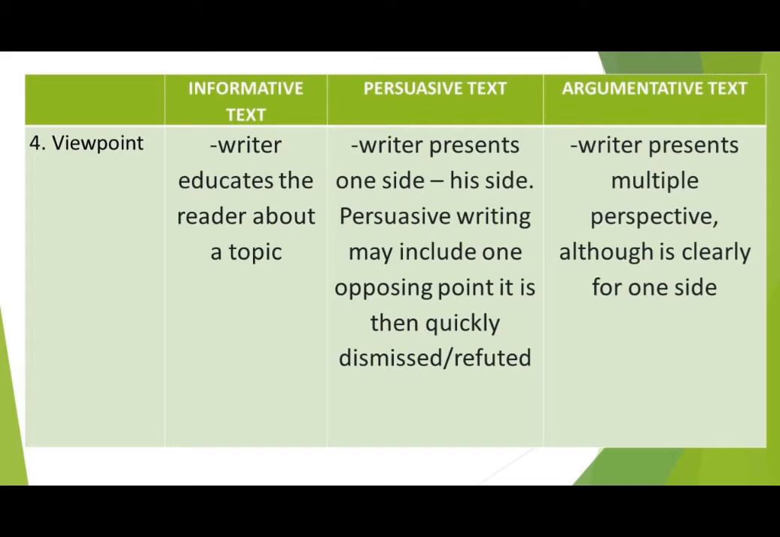Persuasive writing may include one opposing point. It is then quickly dismissed or refuted. In argumentative text, the writer acknowledges that opposing views exist, not only to hint at what a fair-minded person you are, but to give you the opportunity to counter these views tactfully in order to show why you feel that your own view is the more worthy one to hold. Here, the writer presents multiple perspectives, although he is clearly for one side.